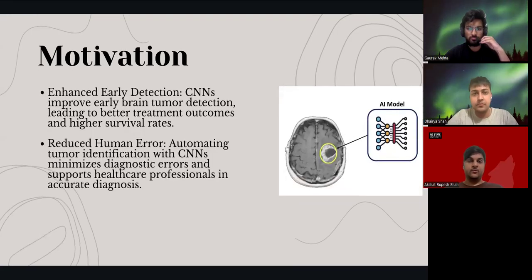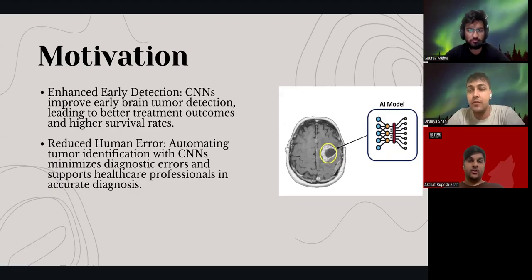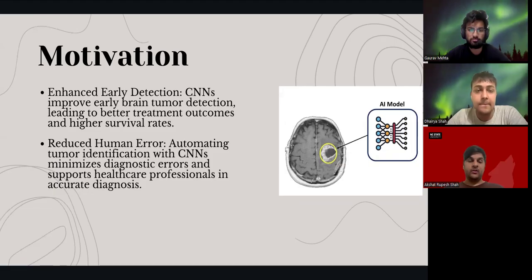Motivation. We have two main motivations for this project. The first one is early detection of brain tumors, so that doctors can provide early healthcare to the patients. The second one is to reduce the human error involved in identifying the type of the brain tumor in the MRI scans of the patients.